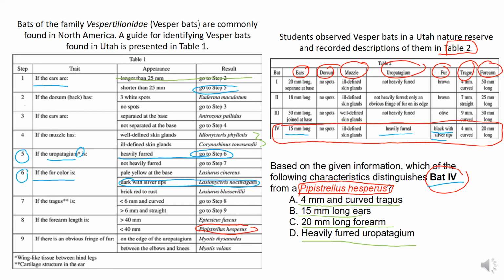Okay, and then if that's the case, we go back to the beginning and start over. So we have to know that the ears have to be shorter than 25. So it tells us to go where? Step 5. So we're back at step 5.